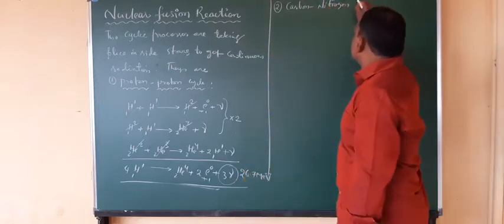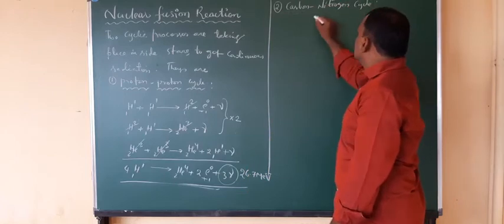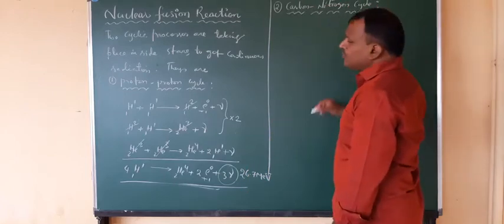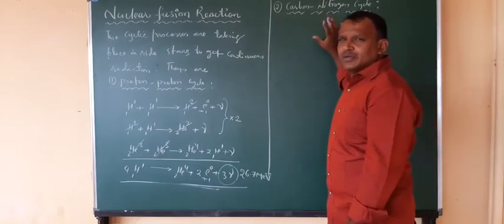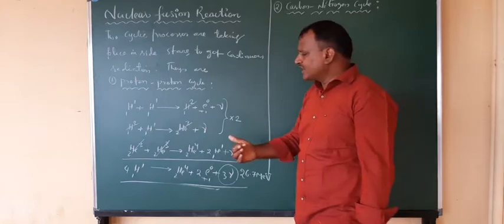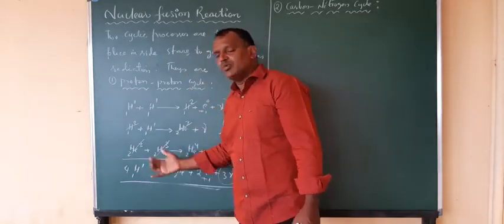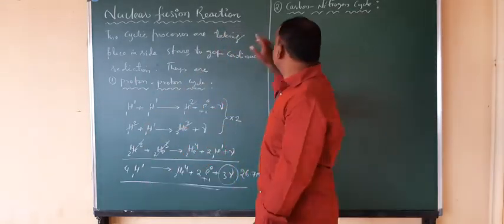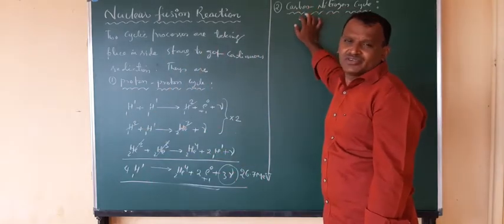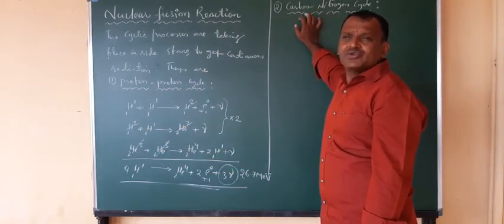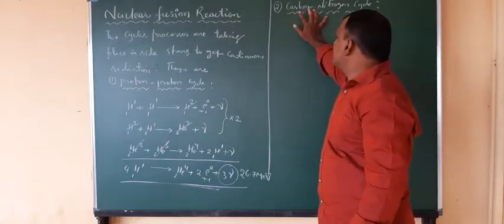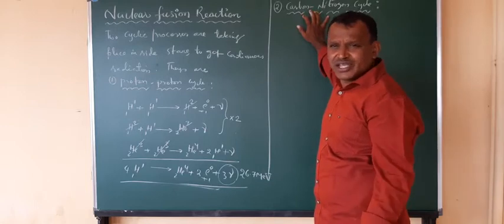Carbon-nitrogen cycle. In this cycle, the process may be different, but the net reaction is again the conversion of hydrogen to helium only. Only carbon and nitrogen are used as a catalyst in the reaction. They are just used to make the conversion of hydrogen to helium take place. These carbon and nitrogen are used as a catalyst in this cyclic process.